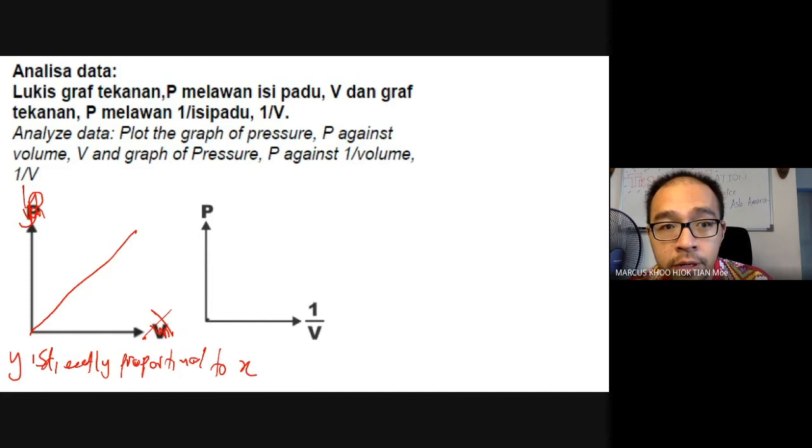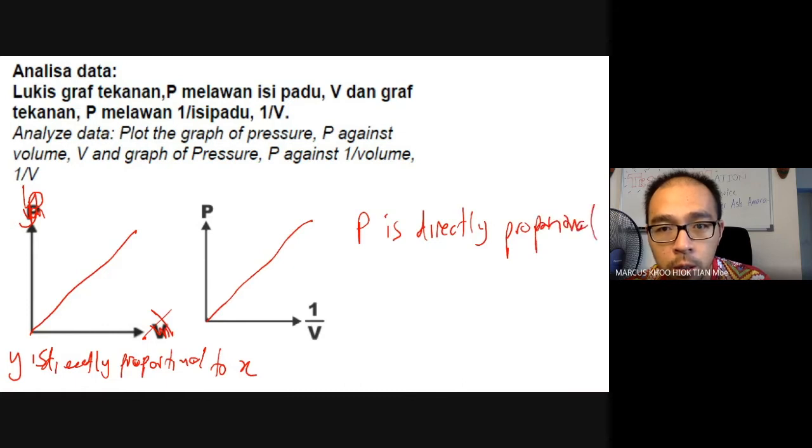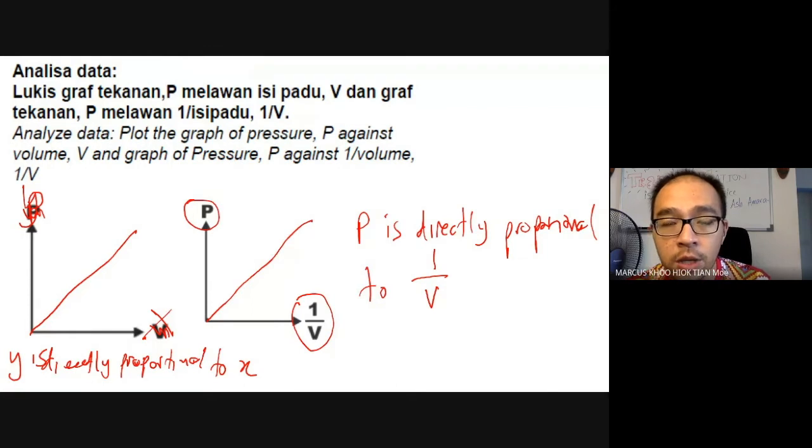And it doesn't matter. Even if it is, let's say in the case of Viona's graph, P against 1 over V, and the graph is actually like this. So when we write the relationship, we write it as P is directly proportional to 1 over V. We just write the axis. Don't worry about what the axis is. If the axis is a very funky one, like 1 over V squared, then here also you write 1 over V squared. Doesn't matter. But the idea is if you see a straight line starting from 0, then it is a directly proportional graph. That's graph number one.